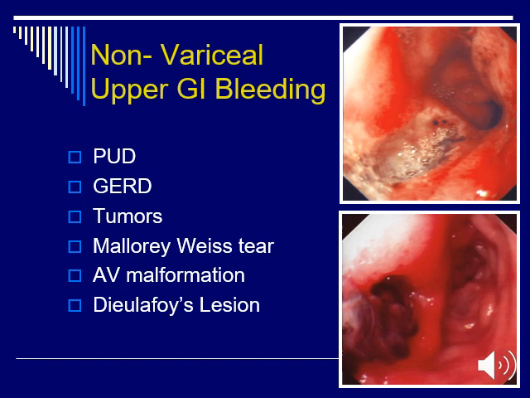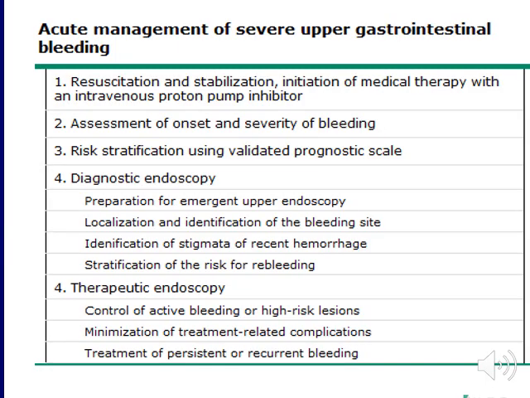What about the non-variceal bleeding? This is the second category of upper GI bleeding, and this includes peptic ulcer, GERD, tumors, Mallory-Weiss, Dieulafoy's lesion, and the same applies for management: acute management, resuscitation, stabilization, and then endoscopy for diagnosis and therapy.